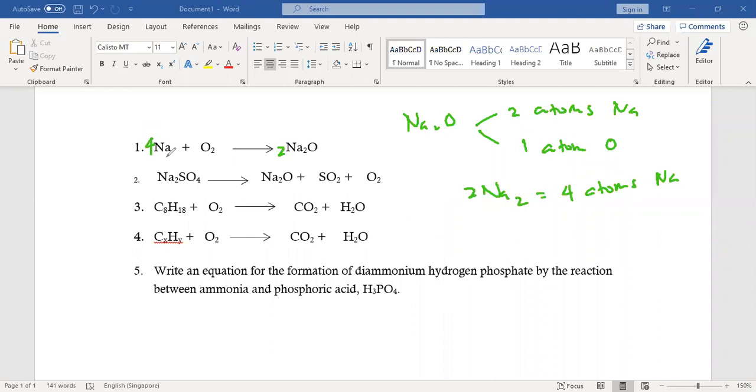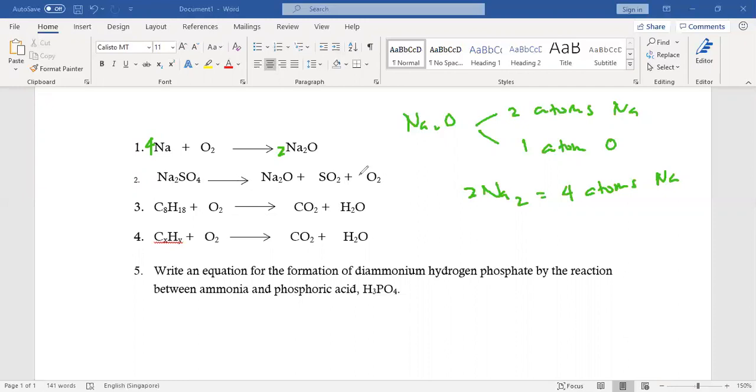All right. Next, number 2 is the decomposition of sodium sulfate to give sodium oxide, sulfur dioxide, and oxygen. How do we balance this one? First and foremost, we can see that we have 2 sodium, 1 S and 1 S, and then you have 4 oxygen. You can count here: 1 oxygen in Na2O, 2 oxygens in SO2, and 2 oxygens in O2. So the total number of oxygen on the product side is 1 plus 2 is 3, 3 plus 2 is 5, but here you have only 4.